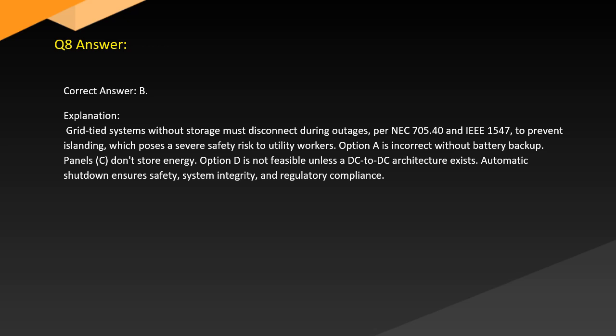Option A is incorrect without battery backup. Panels, option C, don't store energy. Option D is not feasible unless a DC architecture exists. Automatic shutdown ensures safety, system integrity, and regulatory compliance.